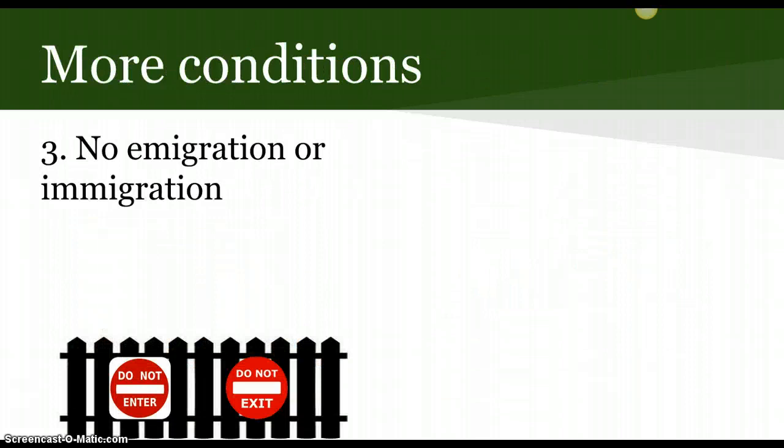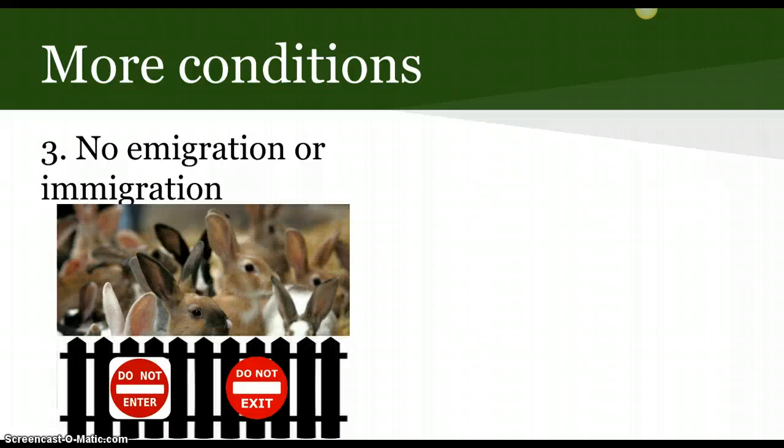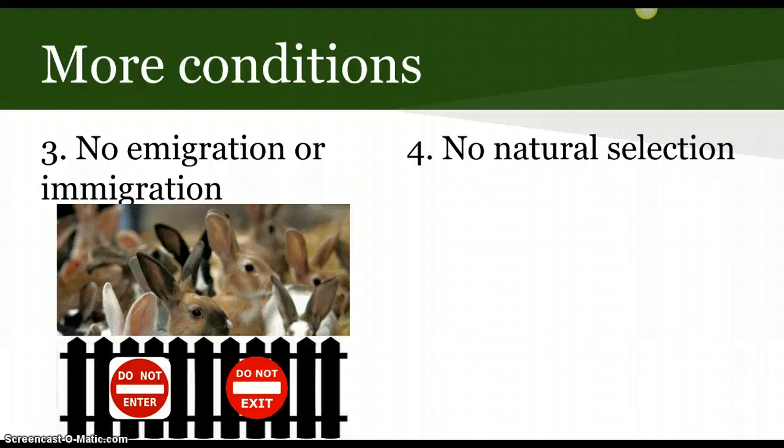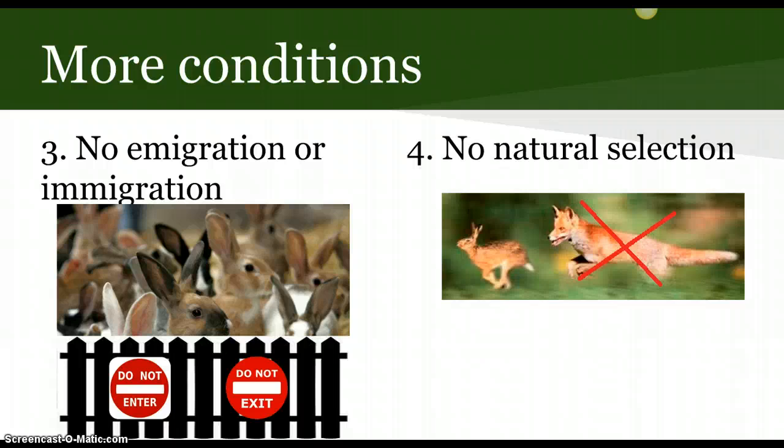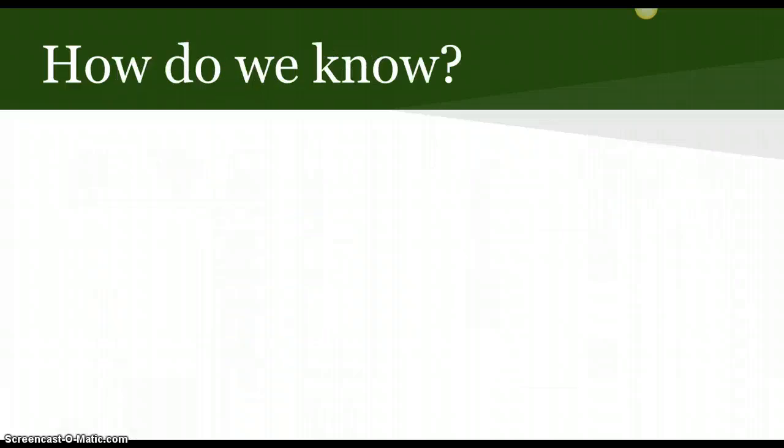Next one is there's no immigration or emigration. So there's no genes entering the population and nothing's leaving. And the last is that there's no natural selection. So there's none of these other pressures of climate change, predators, etc. that are working on this population.